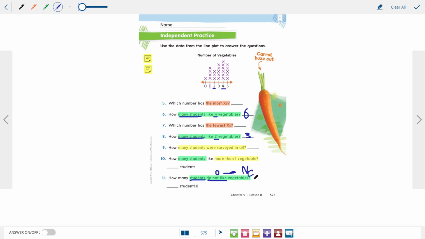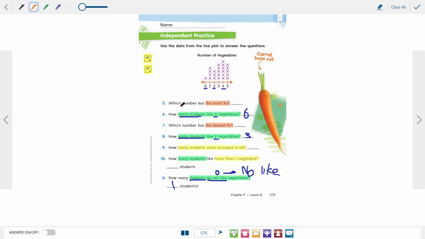No liking, or doesn't like. Okay, so let's go to 0. How many students don't like vegetables? We can see 1. So the answer is 1. Good.